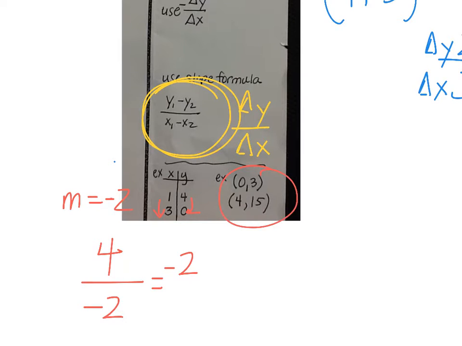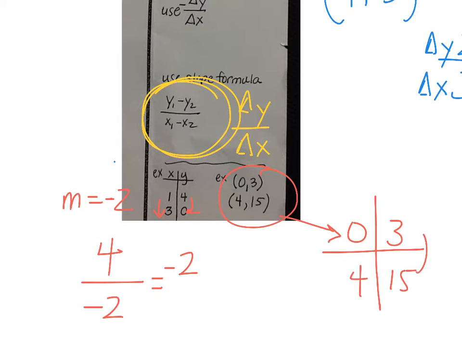This one, once again, I like to put things in a table. It's easier for me. This one changes 12 for every 4. So we have 12 over 4, which is a slope of 3. Okay?